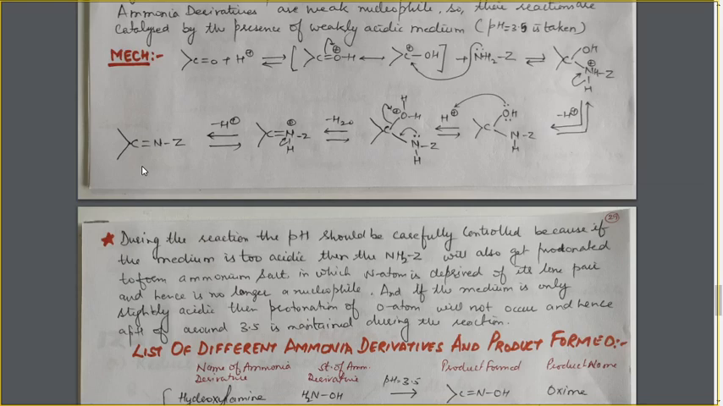Why have we taken the weakly acidic medium? Why not the strongly acidic medium? The reaction should have become faster with that. No, this is not the case. Because here we are taking the ammonia derivative. Ammonia derivatives have a lone pair of electrons on the nitrogen atom.